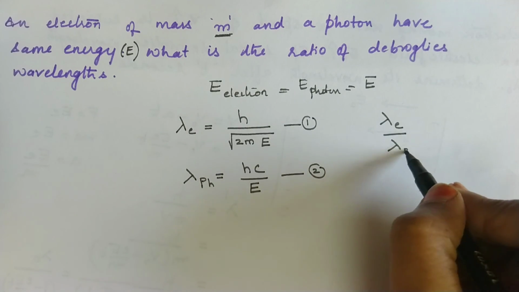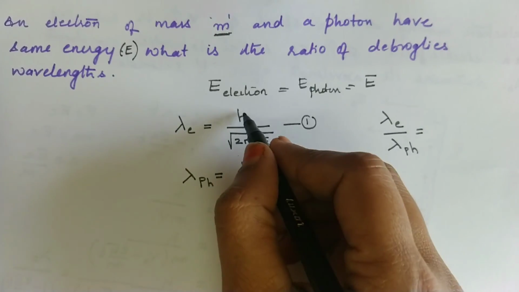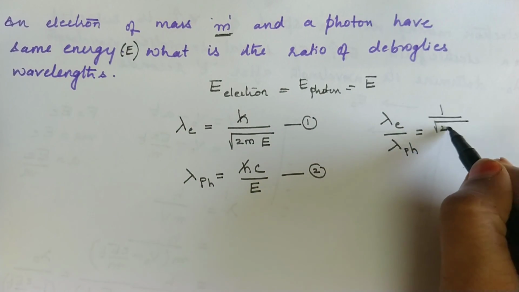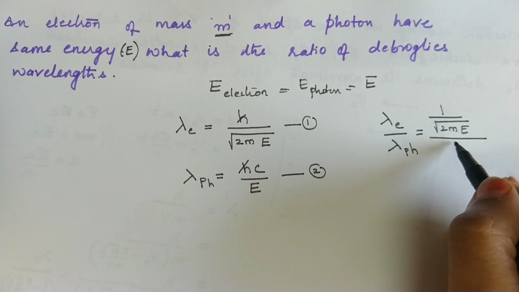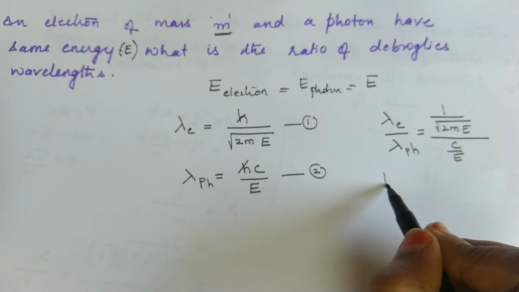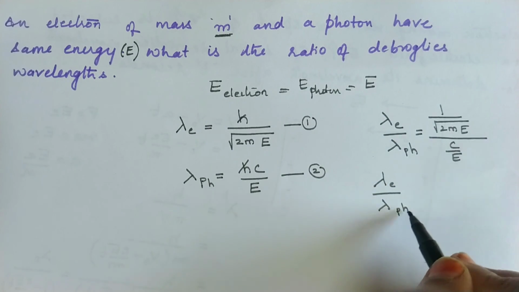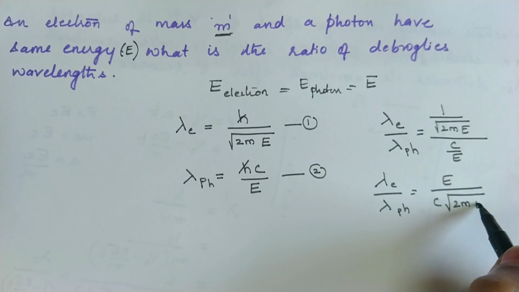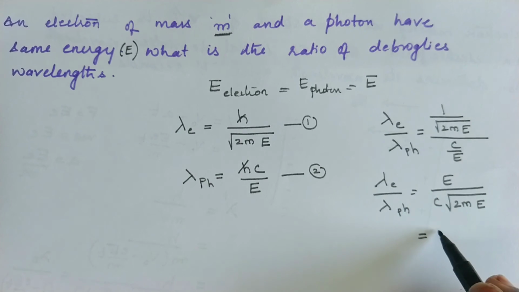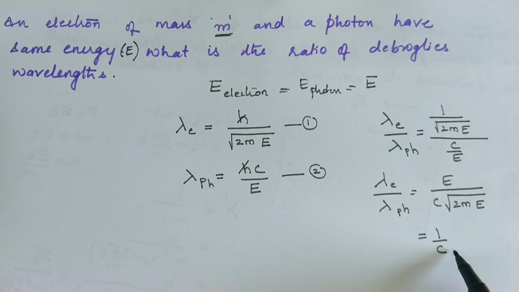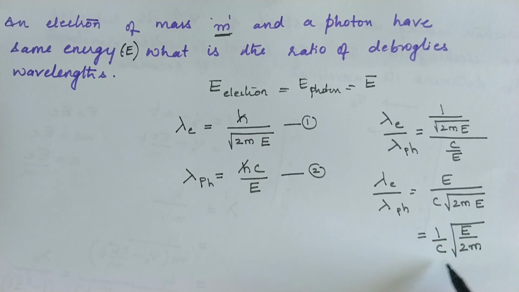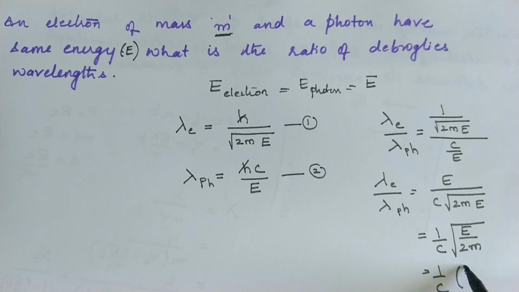Lambda of the electron by lambda of the photon is, h will anyway get cancelled, 1 by under root 2m into capital E divided by c by E, or lambda of the electron by lambda of the photon is equal to E by c under root 2m into capital E. You can remove one E by applying the root. So it's 1 by c under root E by 2m, or you can write it as 1 by c into E by 2m whole to the power half.